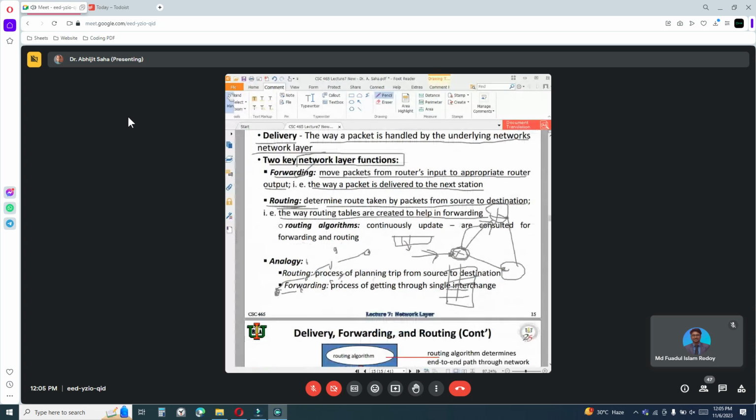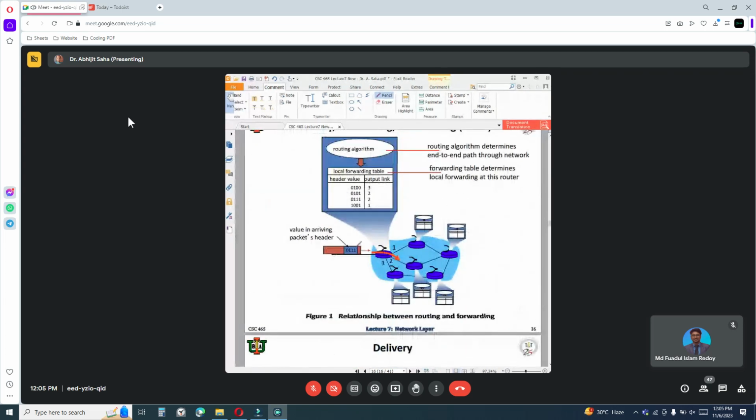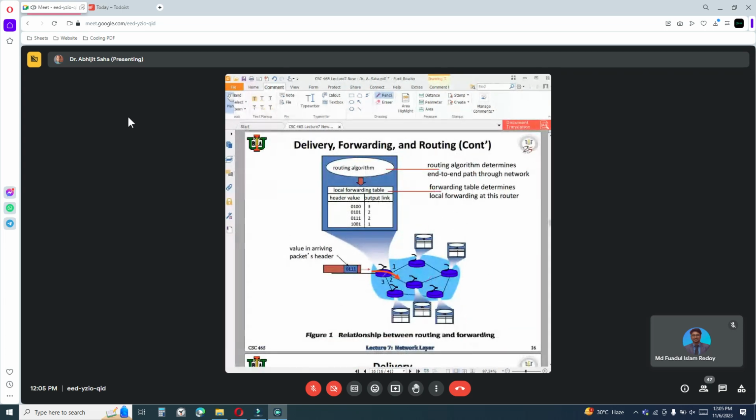The analogy is telling that routing is the process of planning the trip from the source to destination, and forwarding is the process of getting through a single interchange. This is a better practical example we have already seen in the lab. So we know that the router here is getting the packet.